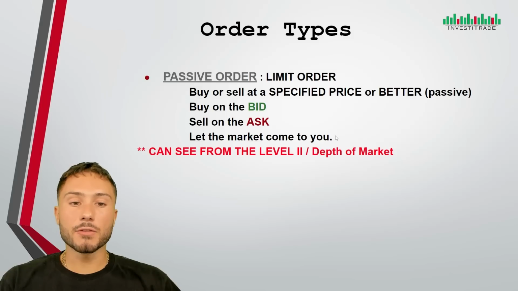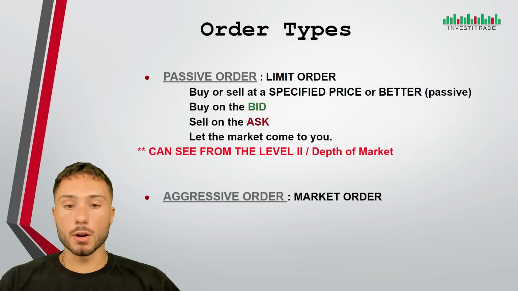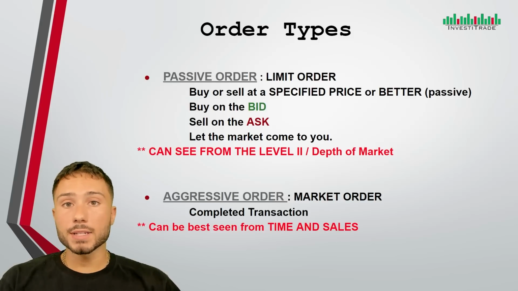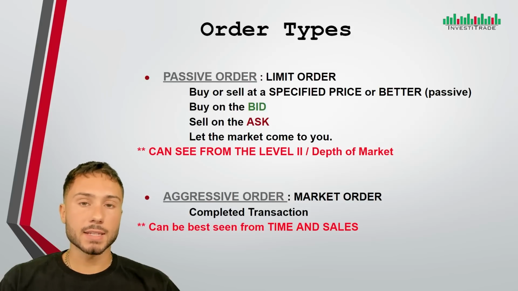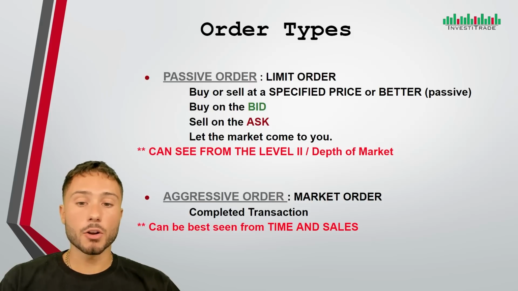And this can be seen from a level 2 or a depth of market, which are very, very important tools to understand. The second order type is an aggressive order. This is saying, I want to get in right now. I don't care what price I get in at. The market is breaking out and I want to buy it. I want to scalp it and I want to capitalize on a fast day trading type of move. This is a market order because you are so aggressive. You are hitting the market aggressively.